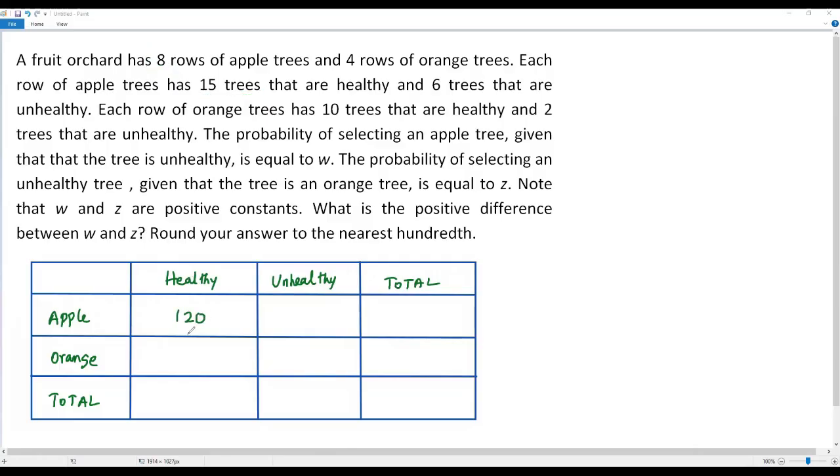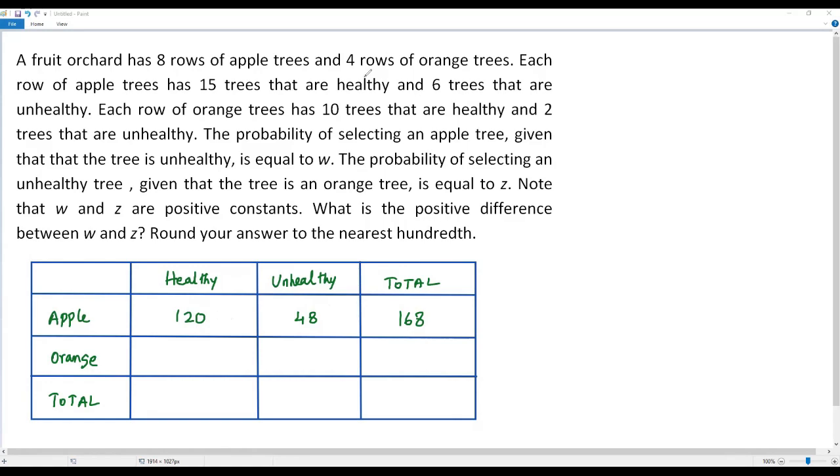Now to find the number of unhealthy apple trees, we have to multiply the number of unhealthy trees in each row by the number of rows. 6 times 8 is 48. There are 48 unhealthy apple trees. Now to get the total number of apple trees, we have to add this 120 and 48. Then I'm getting 168. That is, there are 168 apple trees in all.